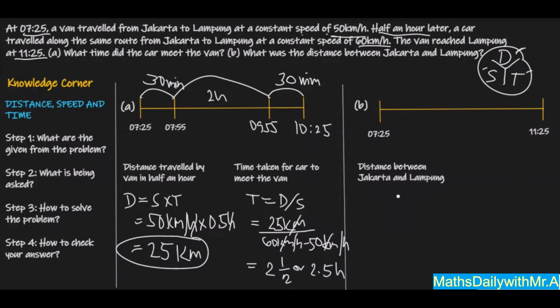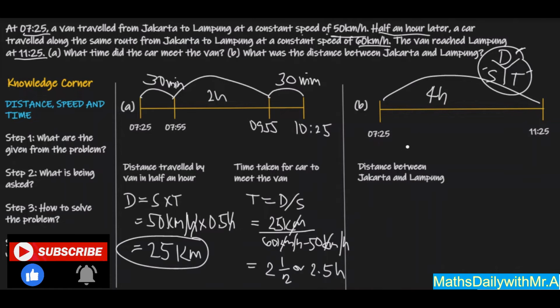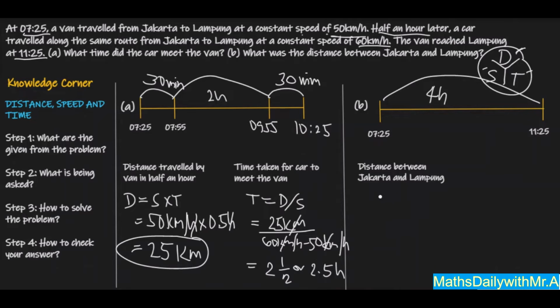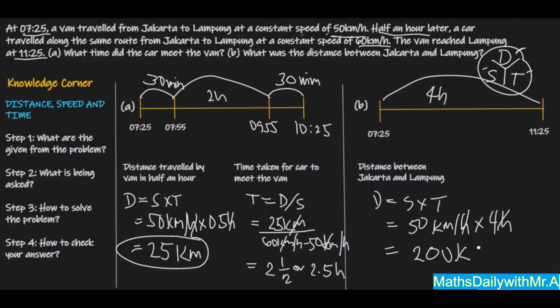Now, to solve for the distance between Jakarta and Lampung, let's determine the time when the van departed from Jakarta and arrived at Lampung. So from 7:25 to 11:25, it's 4 hours. So the van took 4 hours to travel from Jakarta to Lampung. Now, to calculate the distance between Jakarta and Lampung, distance equals speed times time. 50 kilometers per hour multiplied by 4 hours. Let's cancel the hour. So this will give us 200 kilometers. So the distance between Jakarta and Lampung is 200 kilometers.